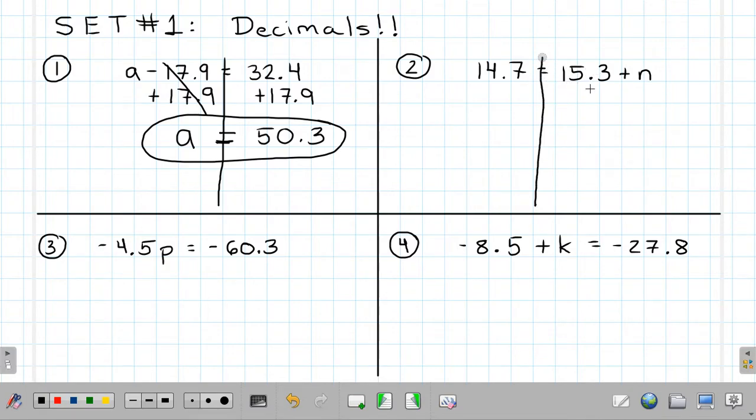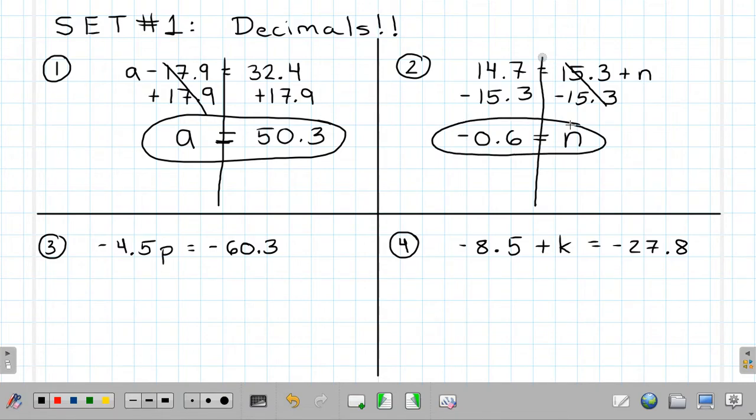We want to get 15.3 away from the n. Since we're adding these together, all we need to do is subtract 15.3 to get rid of it, making this 0 plus n. If we subtract 15.3 from this side, we need to subtract 15.3 from the other side. The whole point is we want to get rid of that so that the n is over here by itself. Then it's simply some arithmetic, doing 14.7 minus 15.3, and that will give you negative 0.6.